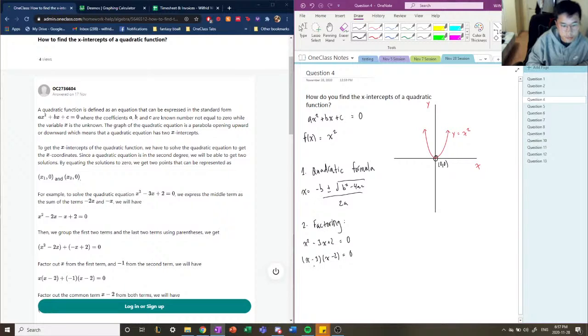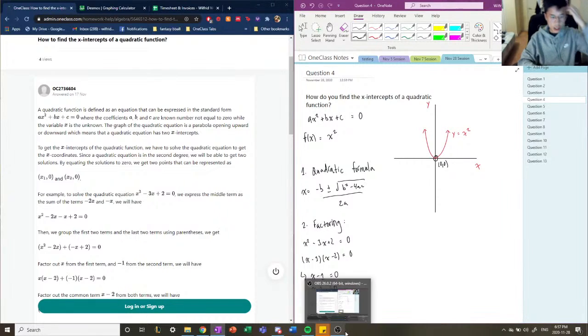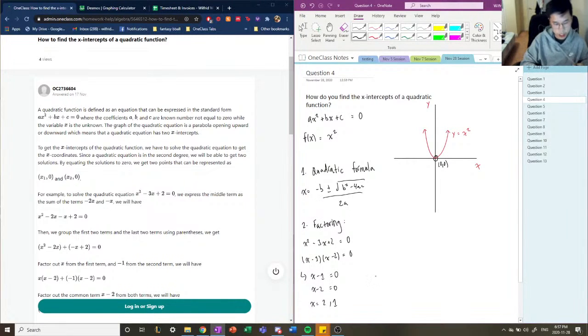And by factoring it, we can find the values of x that will make this equation equal 0. Because we have one term here and another term here, all we really need to solve is when x minus 1 equals 0, and that's one of the solutions, and when x minus 2 equals 0. Which in fact, x equals 2 and 1. So these are the x-intercepts of our quadratic function, right?